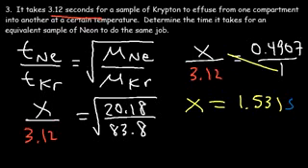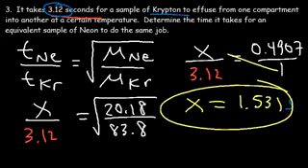Now it makes sense though. The heavy gas atom, krypton, takes a long time to get the job done because it moves slower. It takes 3.12 seconds to effuse from one compartment to another. Whereas neon, which is lighter, moves faster, so it takes a shorter time to get the job done. So that's basically it. That's how you can calculate the time it takes for neon to do the same job as krypton.